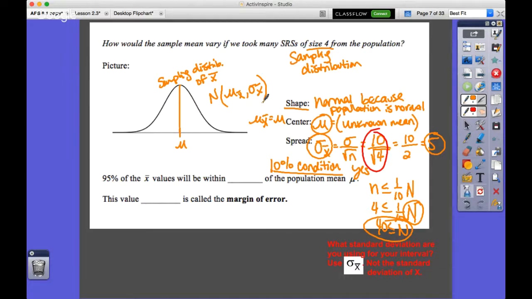So as we look at this, and by the way, 5 is here, right? So as I look at this, here and here, we have the rule of 68 and 95%, right? So 95% of the X bar values will be within blank of the population mean. Well, if we go right and left, this is going to go 5 to the first standard deviation, right? And based on the empirical rule, to get to 95, we have to add 5 more. So we're going to go 10 to the right and negative 10, or 10 to the left. So it's going to be within 10 of the population mean. This value, 10, is called our margin of error, okay?